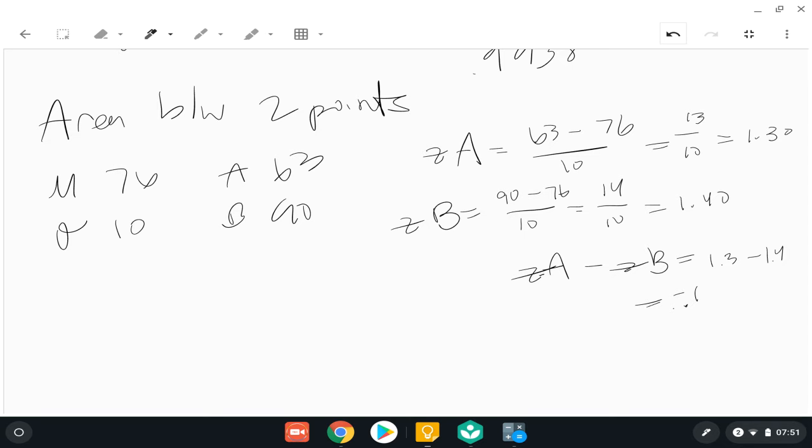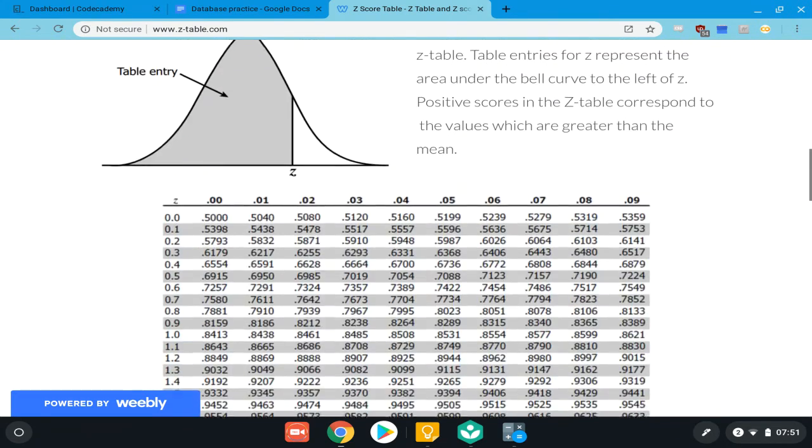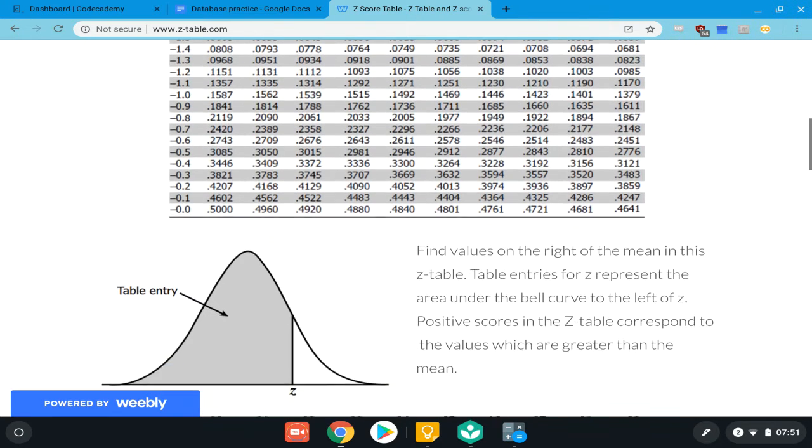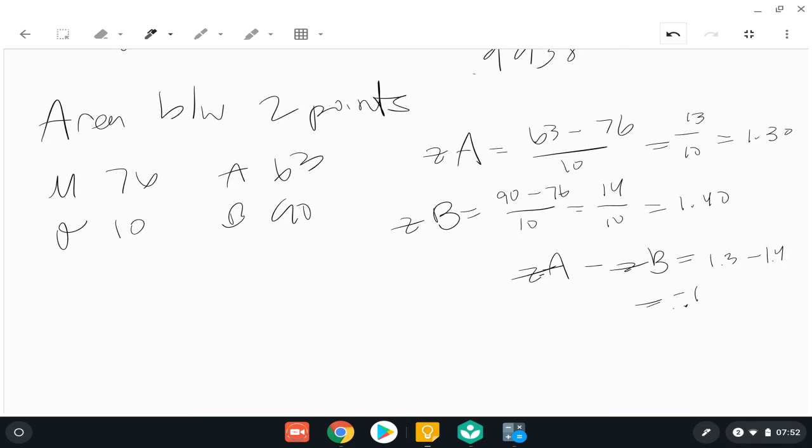And that's going to be the area between the 2 points. 0.1 and 0.4602 are two very different values. Oh, wait a minute. No, I think I got something wrong. Hold on. Okay.